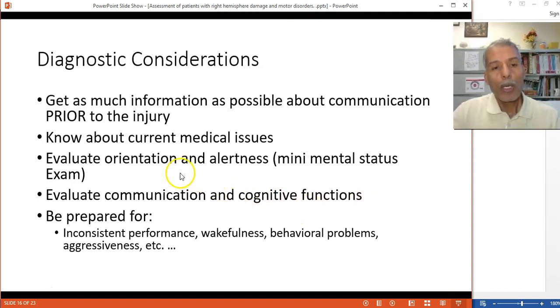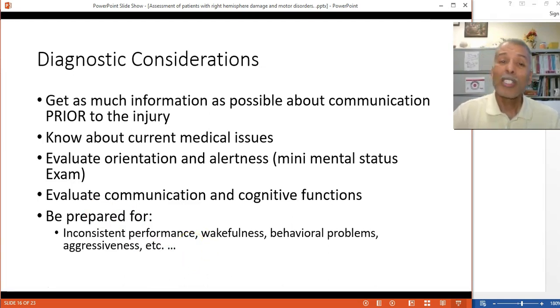So you need to evaluate orientation and alertness using the mini mental status exam. I hope that you reviewed the exams that I gave you. There are many forms out there, but I felt that these two are quite good. You can administer a mini mental status in about 10 to 15 minutes, maximum 20 minutes. Evaluate communication and cognitive functions, and be prepared also again for inconsistent performance.